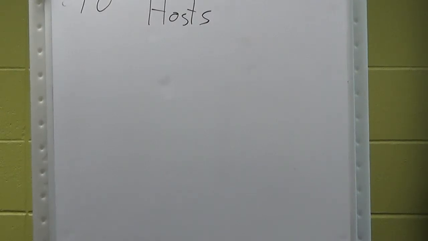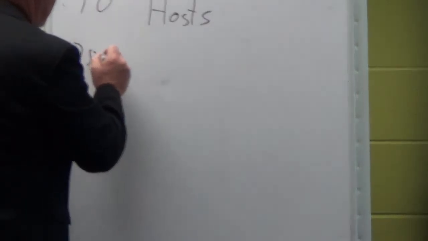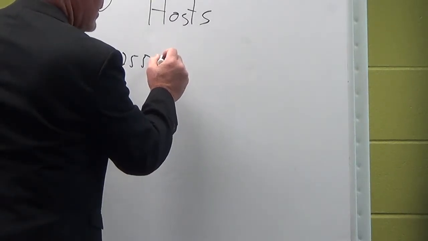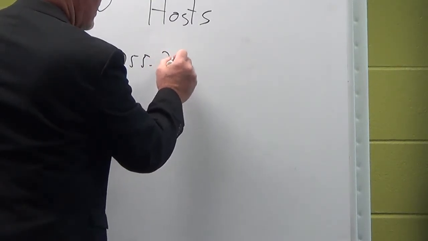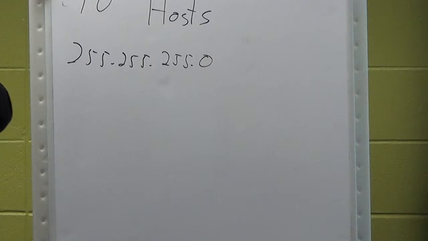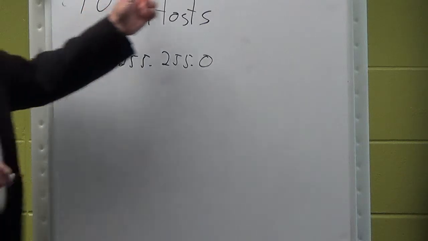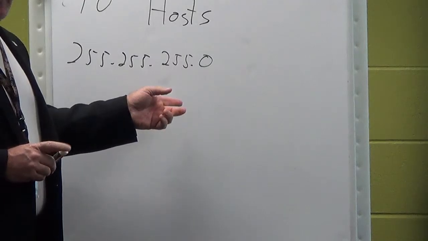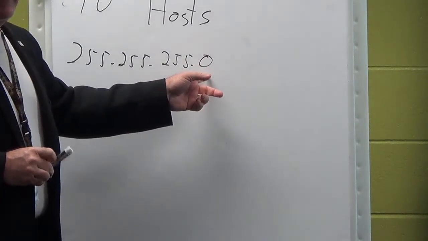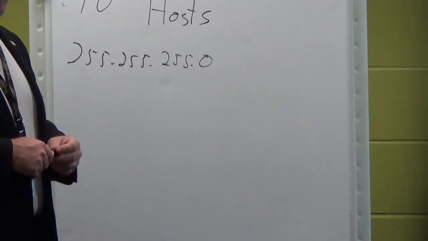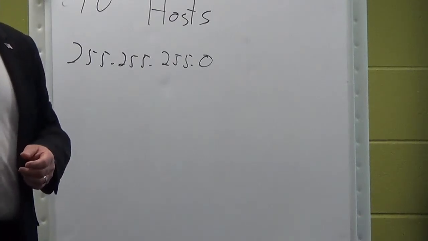Austin. 255.255.255.0. Okay? Now, how do you know this? Talk me through it. Because there's only 10 hosts. So how do I know that this will do it for me? Because in that one you can have 254 hosts. And how do I know that? Because there's 8 available bits for different hosts. So what's the formula, Taylor?